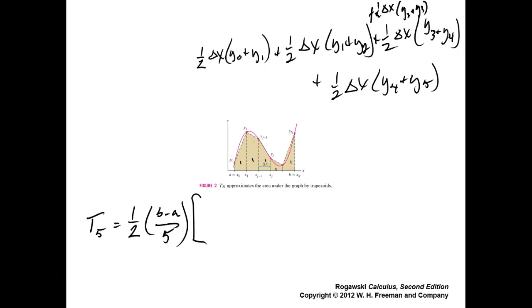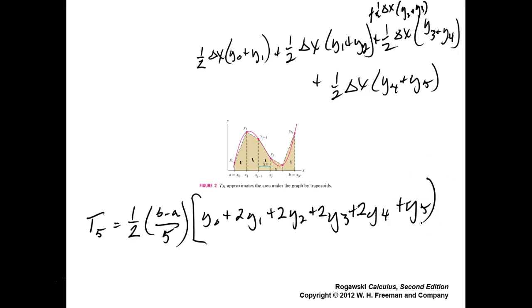Now, let's sum what's left over. This is why I stopped for a moment. Notice we got all this on the outside. Every one. So then you've got y0 plus y1 plus y1 plus y2 plus y2 plus y3 plus y3 plus y4 plus y4 plus y5. Notice we counted all the interior ones twice, but the exterior ones, y0 and y5, we only counted once. So therefore, we have y0 plus 2y1 plus 2y2 plus 2y3 plus 2y4 plus y5. That's what your trapezoid rule gives you.